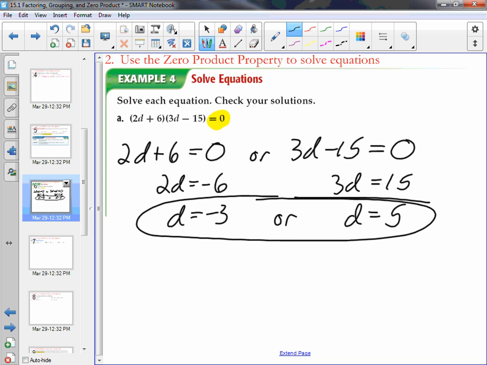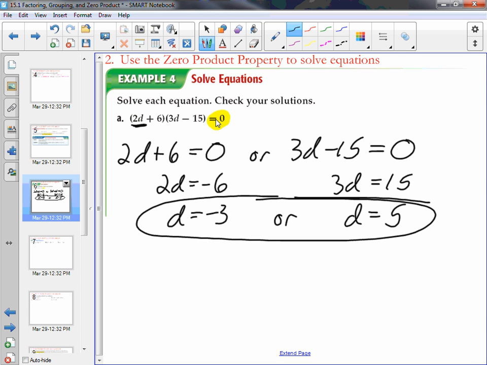So that's our solution. D equals negative 3 or D equals 5. And these also, you should always be able to check to make sure you get them right. Okay? If I took negative 3 and substituted it in right there, 2 times negative 3 is negative 6. Negative 6 plus 6 is 0. 0 times. Do I even care what the other parentheses would work out to equal? No, because 0 times it equals 0.